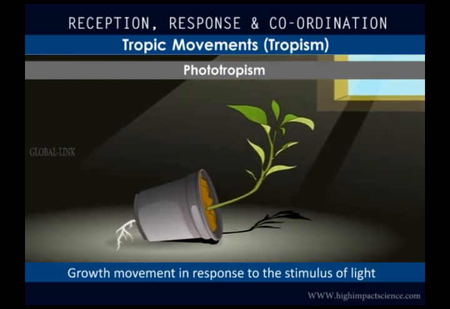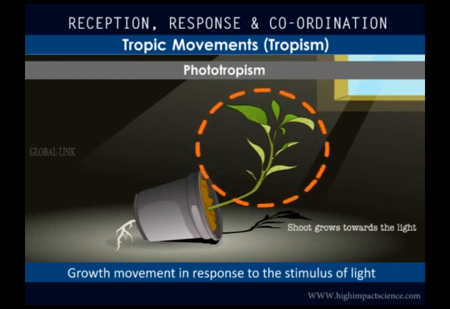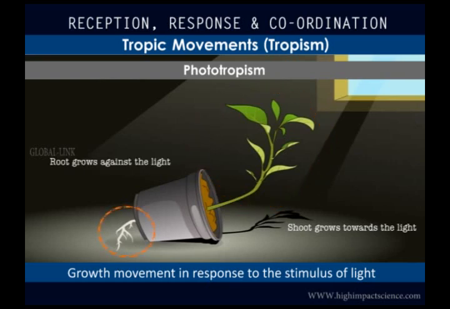In this respect, the plant stem is growing towards light, while the root is growing away from the light. Therefore, the shoots exhibit positive phototropism, which allows them to trap maximum sunlight for photosynthesis, while the roots exhibit negative phototropism.